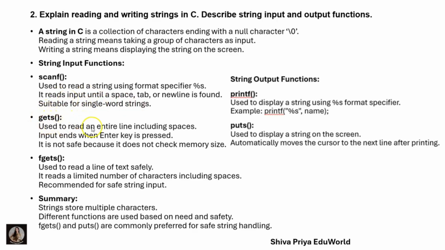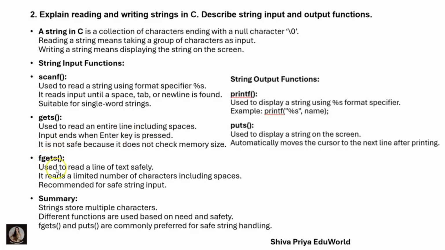Gets is used to read an entire line including spaces. Whenever a space comes, scanf will stop, but gets will read continuously, including spaces. Whenever the user presses the enter key, the input ends there. And it is not safe because it doesn't check the size of the input buffer, which leads to buffer overflow. It reads input until a new line is found, allowing more data than allocated to be written, which causes crashes or security vulnerabilities. That's why it is not safe.